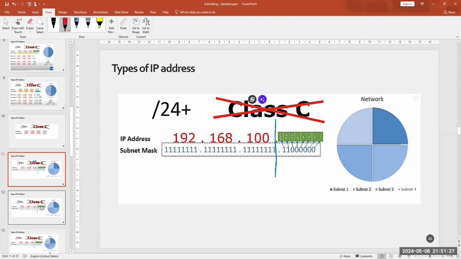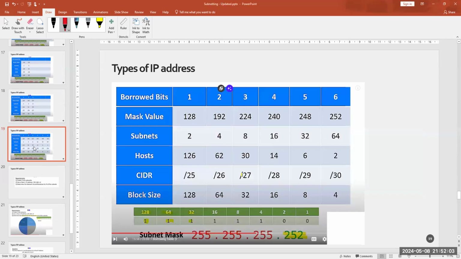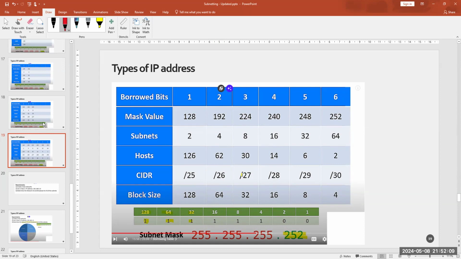2 raised to the power 6 minus 2. How much will that be? 2 to the 2, 4, 8, 16, 32, and 64. 64 minus 2 will be 62. So if I'm saying 62 over here, let us come back to the table. 62 hosts can be created. Right? What is the CIDR?